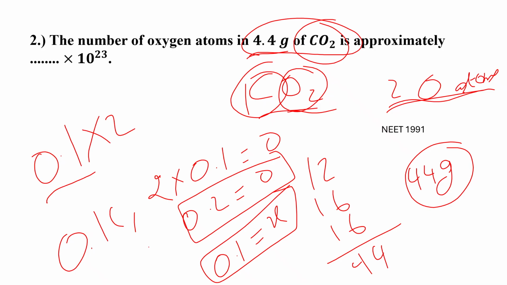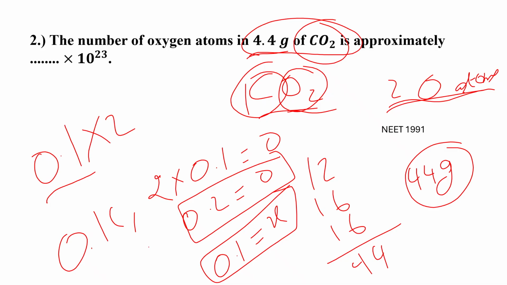But it is not possible. Oxygen atoms can be 1, 2, 3, an integer, not a fraction. 0.2 is a fraction, just like 2 by 10. So how is it possible? We can convert into some other units.